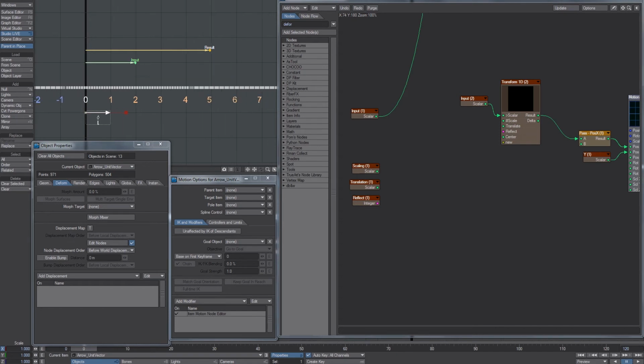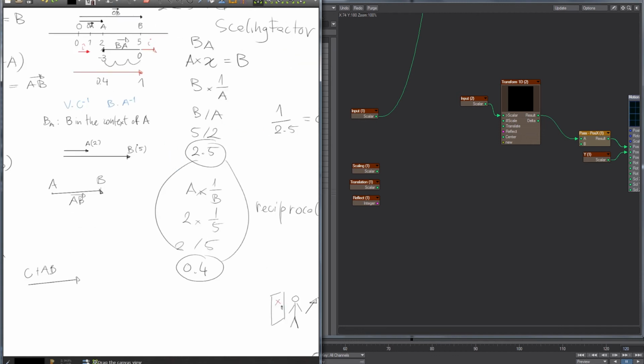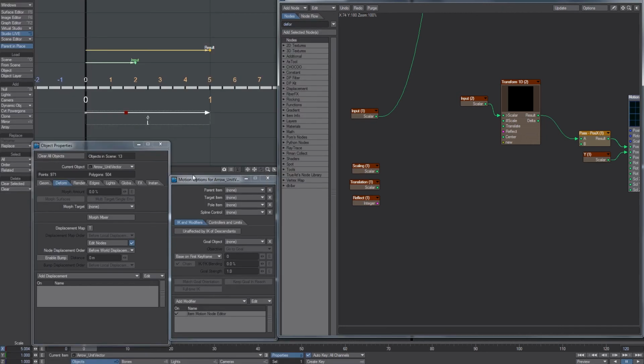And so instead of having it with length 1, let's say that I have it with length 2. So now 5 becomes 2.5, as you can see here. And if I scale this to 5, well, now 2 becomes 0.4, just like I found in here. So these are just quick examples of how you can change the context of values.